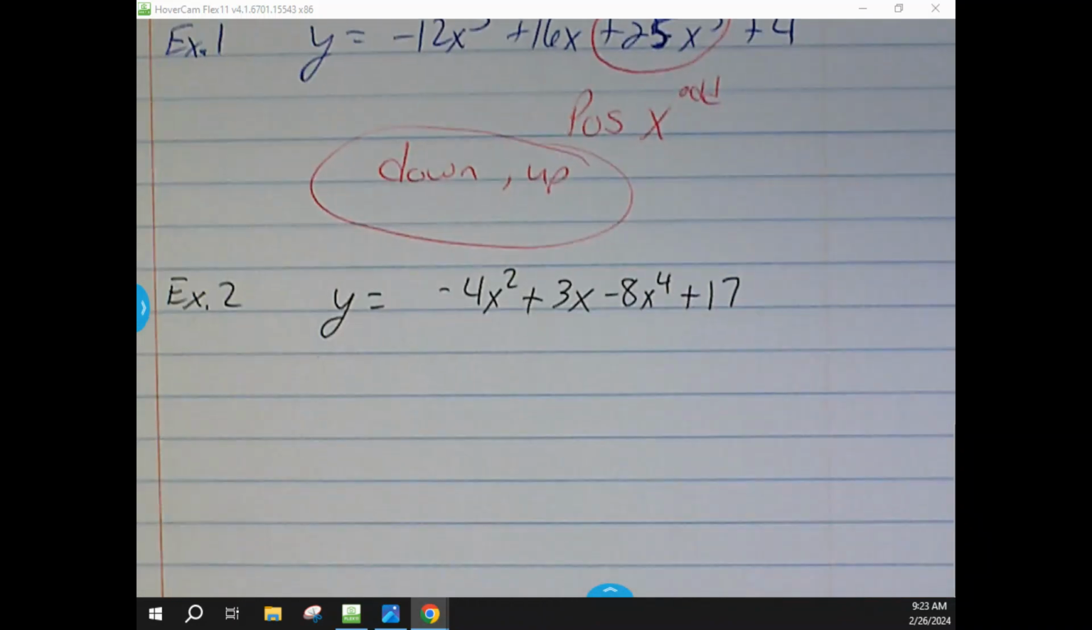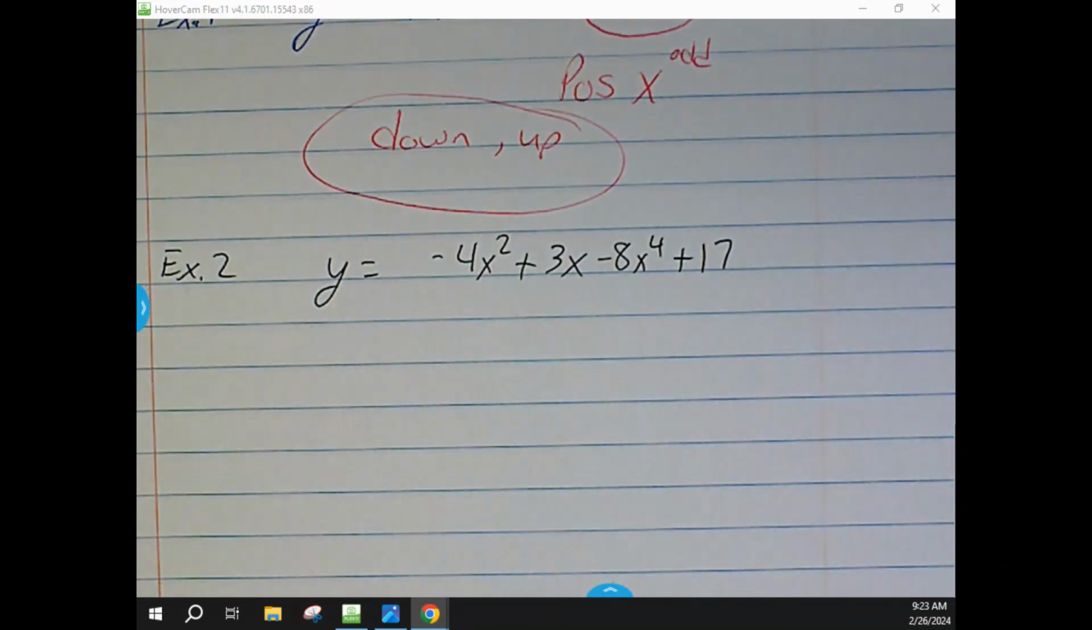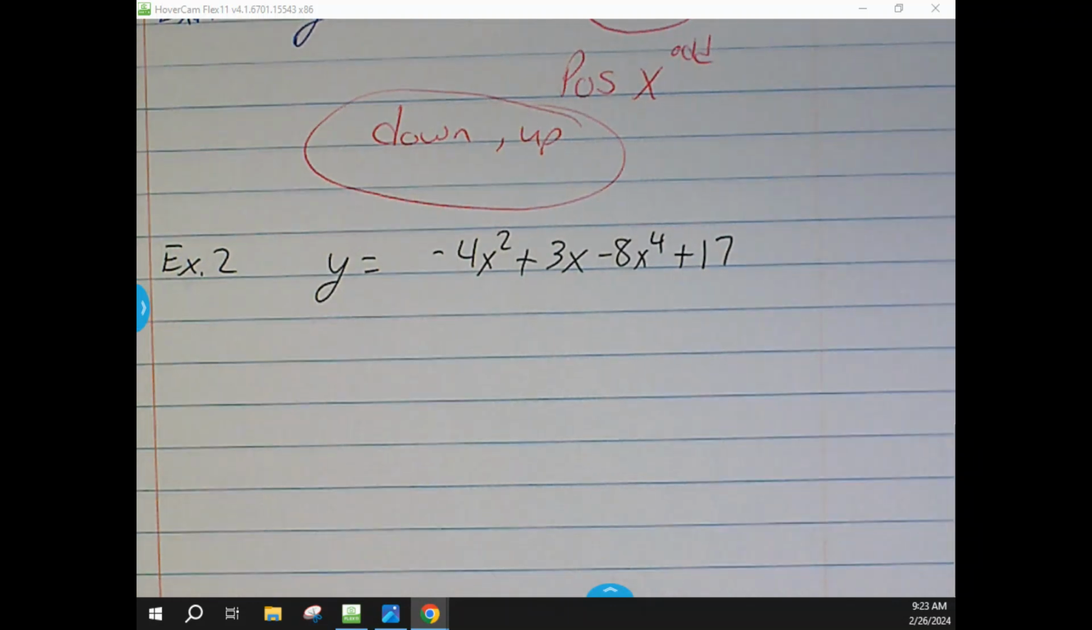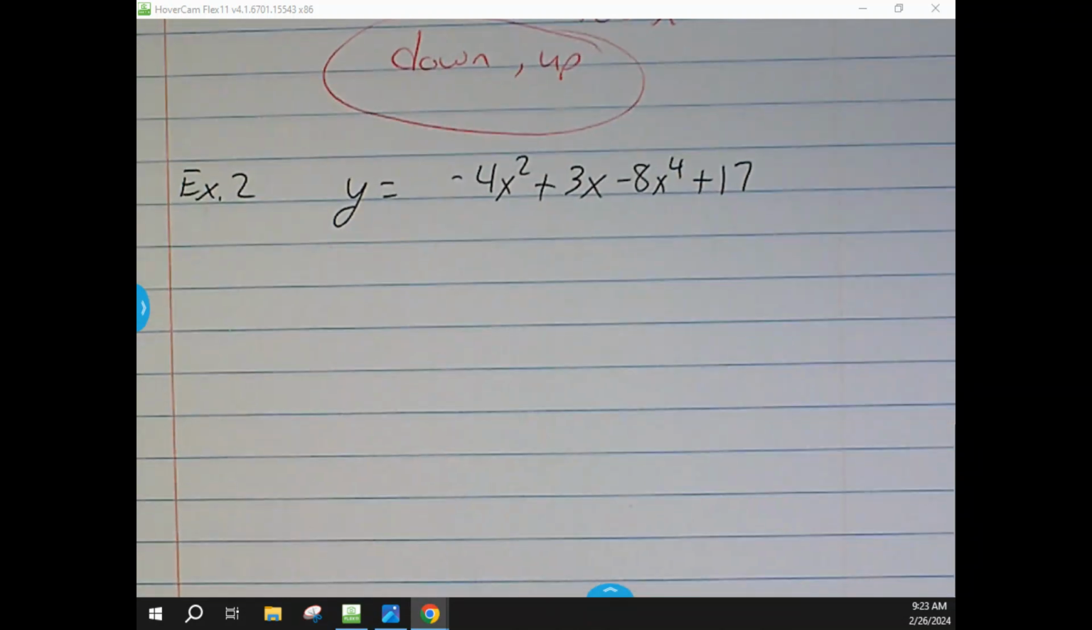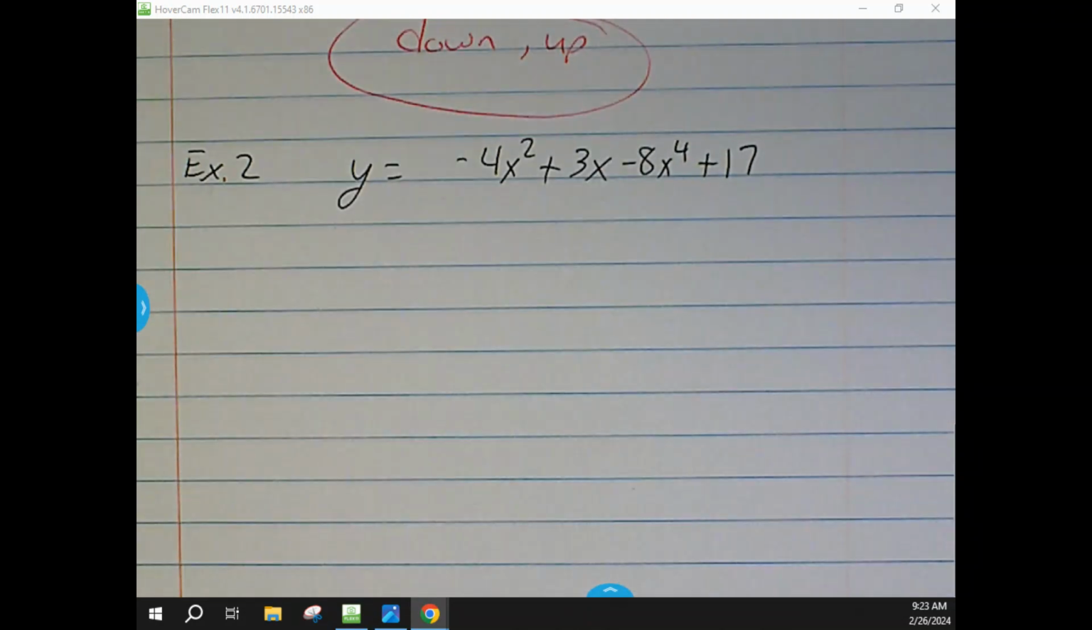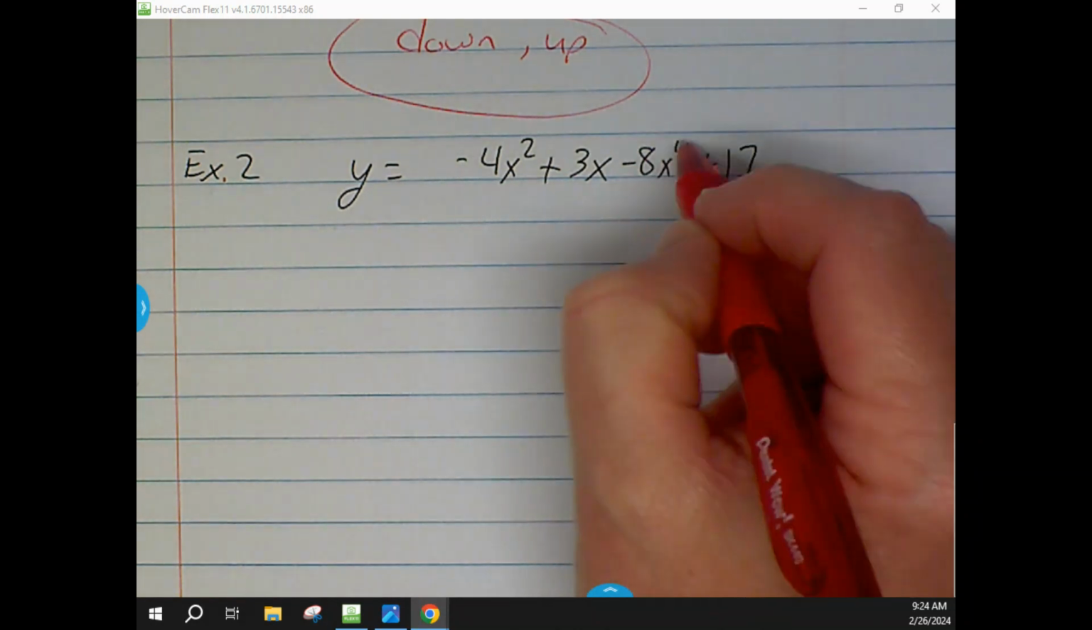All right, so just a different one here. Negative 4x squared plus 3x minus 8x to the fourth plus 17. Okay. Again, if they ask you to rewrite it in standard form and name the terms and the degree, all that stuff, that's different, but if they simply ask for end behavior, all you need is what would be the first term in order if we were to put this thing in standard form. That's the negative 8x to the fourth.